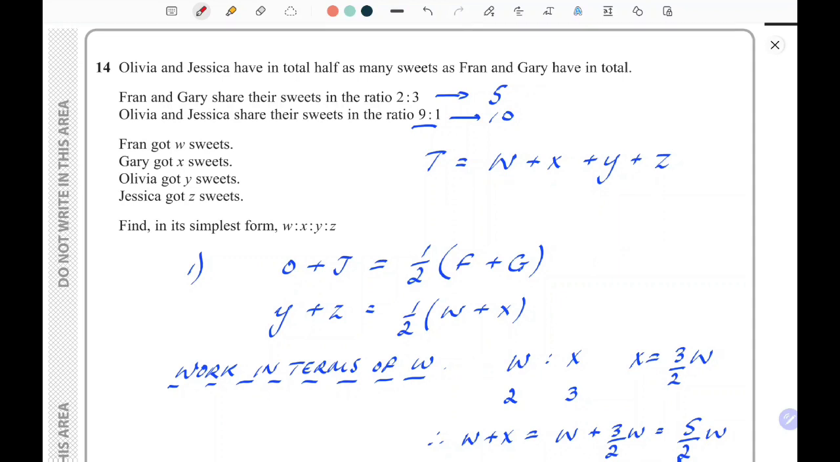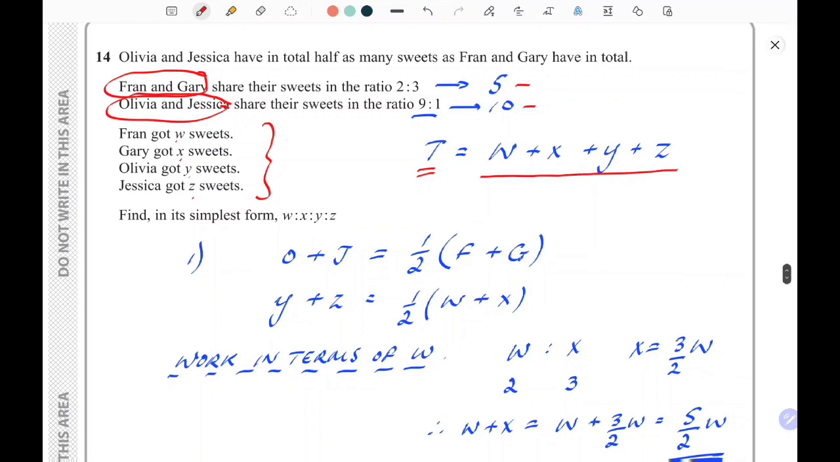All right, we have a lot of information in this question to put together and take it one step at a time. The first thing is that Fran and Gary, together, share whatever suites they have in the ratio 2 to 3. So their total, if you like, is 5 parts. Olivia and Jessica, O and J, share their suites in a 9 to 1 ratio. So their total is 10 parts. They've then given us this whole set of labelings. Fran gets W, Gary got X, Olivia got Y, and Jessica got Z, etc. So the total is the sum of all of those parts.